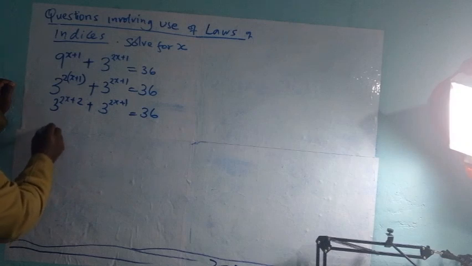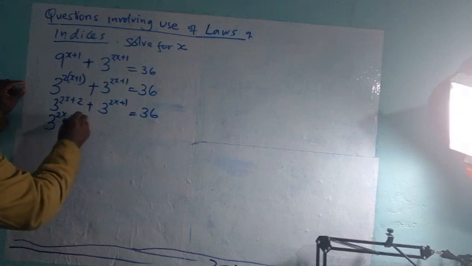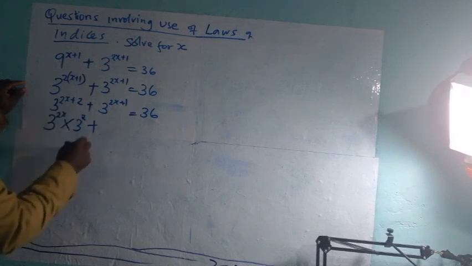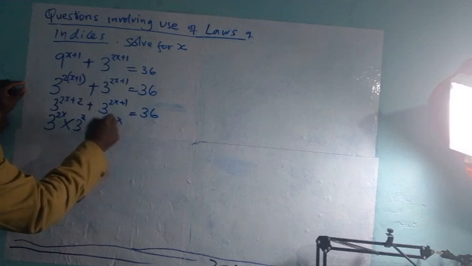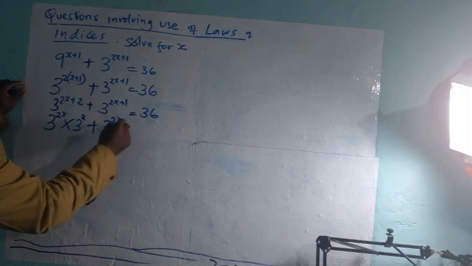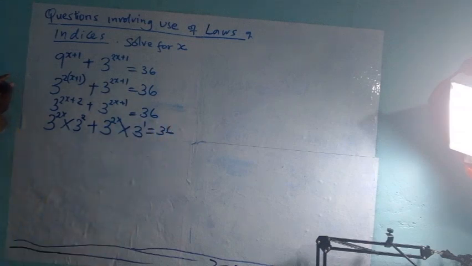Therefore, this one is 3 raised to power 2x times 3 raised to power 2. Then plus 3 raised to power 2x. This is addition, so it means times 3 raised to power 1, and the answer is 36. Very important.